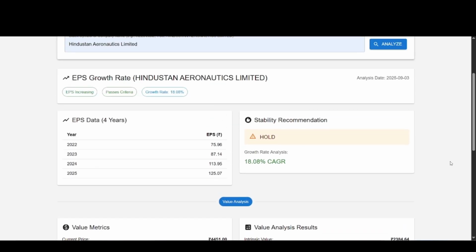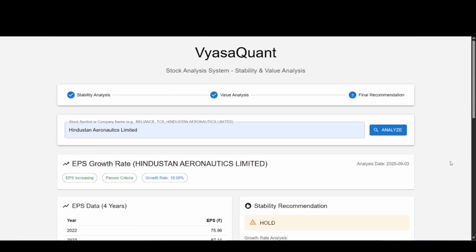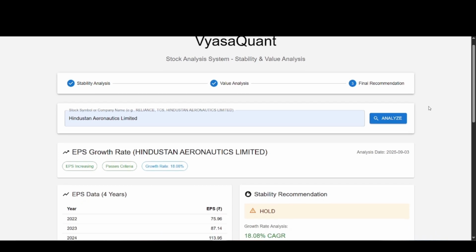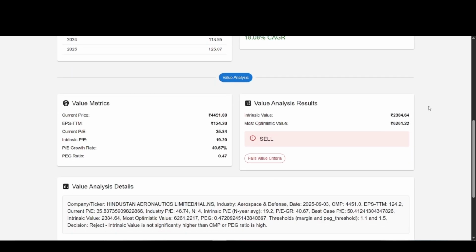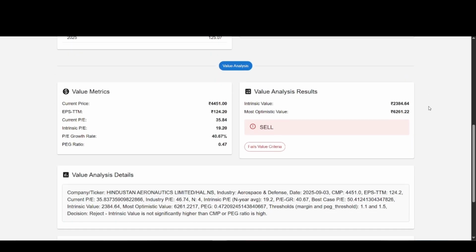So that is how VyasaQuant is currently functioning. First the stability analysis was done, then the value analysis, and then it generated the final recommendation of selling the stock based on the value analysis results.